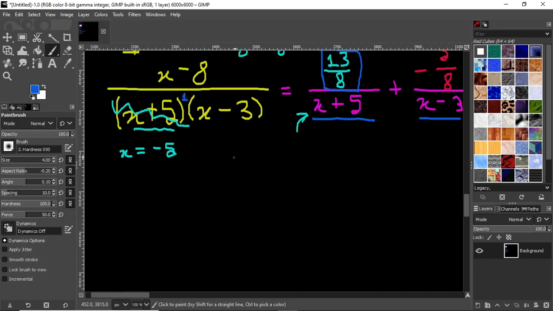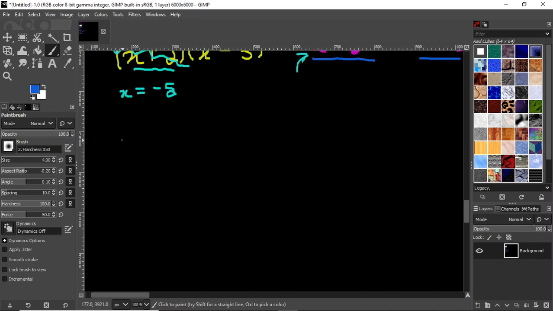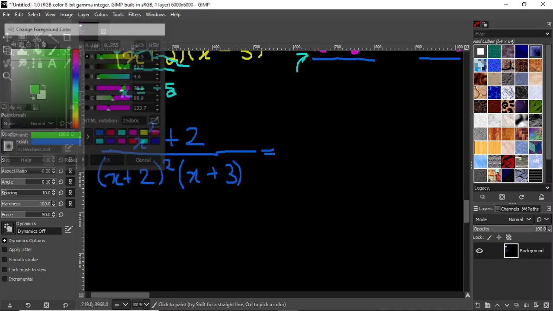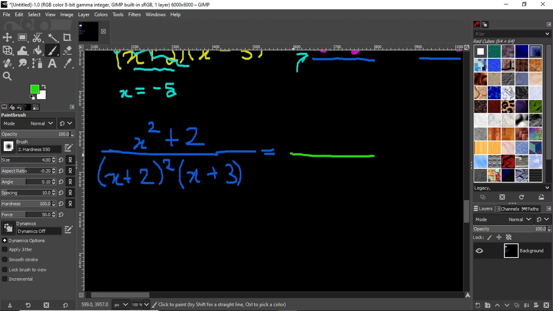It's better to illustrate this by an example, and I have another one here. Let's do x squared plus 2, divided by x plus 2 squared, and x plus 3. So this is going to be some constant.